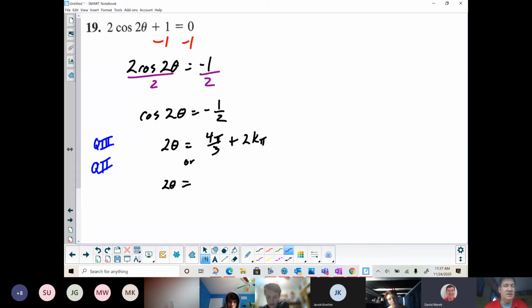Sine is negative in quadrants 3 and 4. Cosine is negative in quadrants 3 and 2. All right, that's better. Again, pi over 3 is our reference number. So for quadrant 2, taking pi minus pi over 3 should give us 2 pi over 3, again, plus the 2k pi.